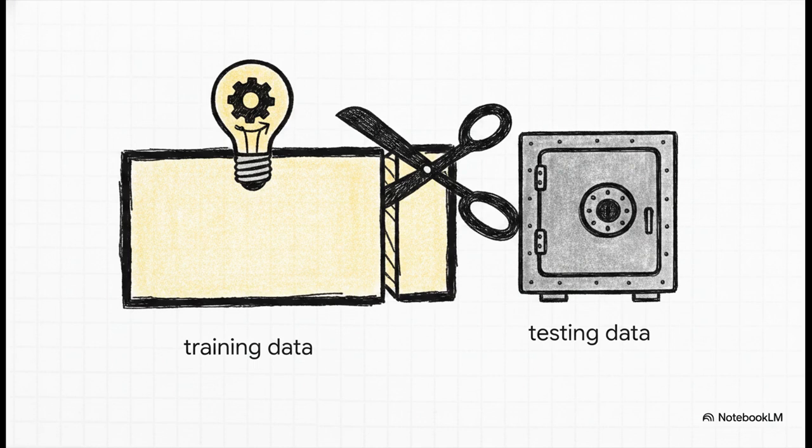So the classic go-to fix is the 80-20 split. You chop up your data set, giving 80% to the model so it can learn the patterns, and locking that remaining 20% away in a vault. It stays completely hidden, ready to be used as a test later. Sounds pretty logical, doesn't it?